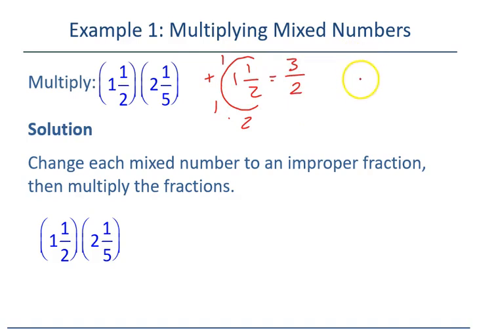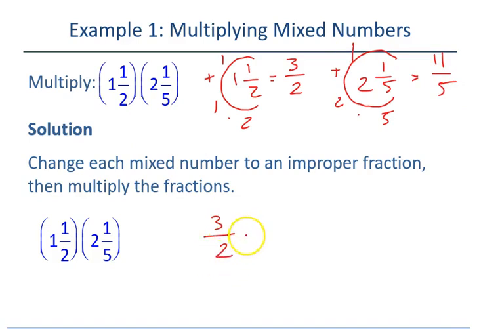Well, the next one, we've got 2 1/5. Come around here. Got 5 times 2 plus 1. So 5 times 2 is 10 plus 1 is 11. So that is going to give me 11/5. Now I come down here and multiply. So we've got 3 over 2 times 11 over 5. Looking at all these numbers, notice I have all primes, so I don't need to try to reduce now. So 3 times 11 gives me 33, and 2 times 5 gives me 10.